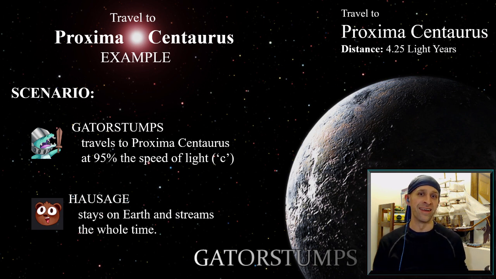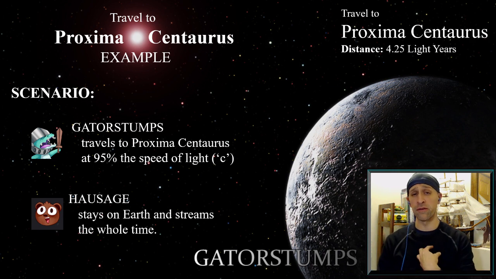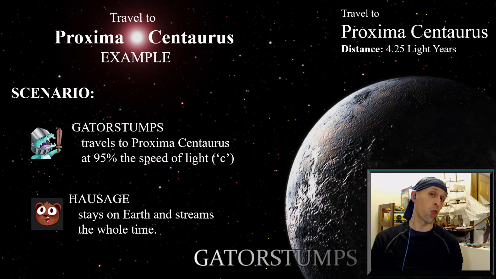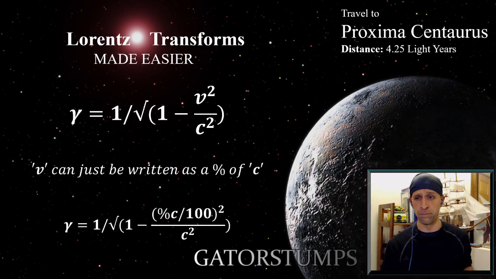How have you been? We're going to travel at the speed of light. Or I'm going to travel at the speed of light. Hostage, meanwhile, is going to stay on Earth. He's going to stream video games the whole time. So we break down the math. We're going to take that equation there at the bottom to try to figure out what gamma is, because gamma is the only thing. Well, I stay on Earth and stream the whole time.